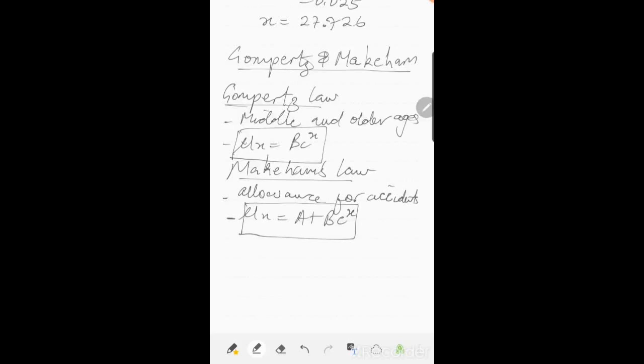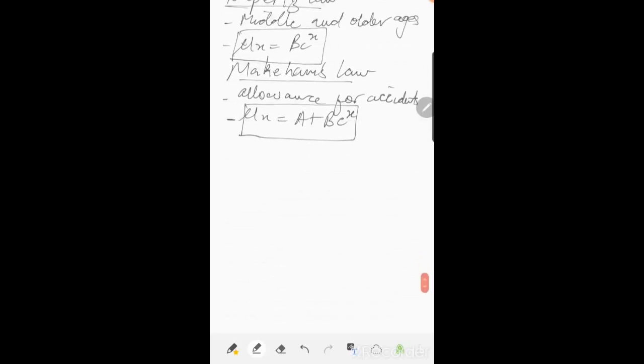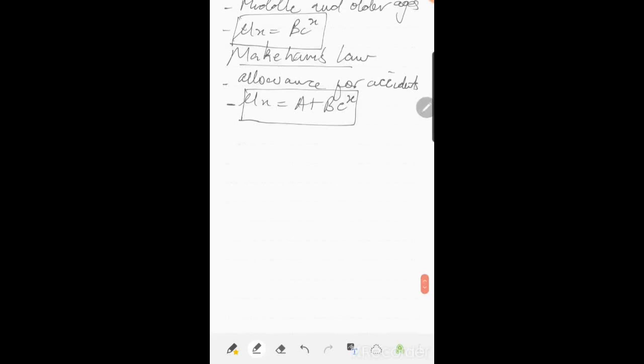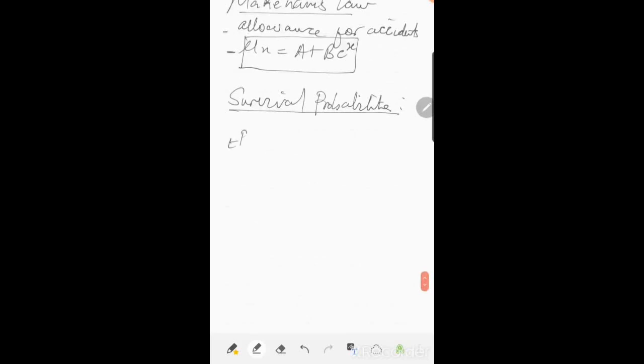In the assignments we had questions regarding these two laws, and nobody faced any problems in calculating the constants B and C. But on the survival probabilities, if we incorporate these two laws, we saw that the formula for survival probability was tpx is equal to the expectation of e to the negative integral from 0 to t of mu x plus s ds. So this is survival probability.